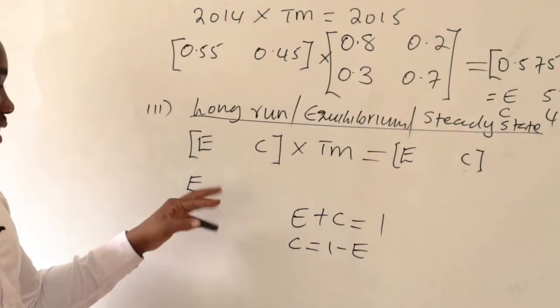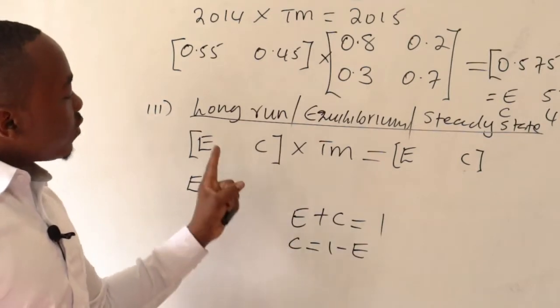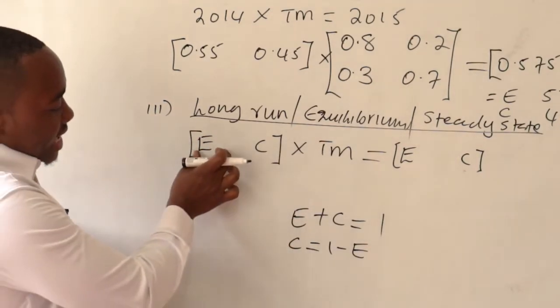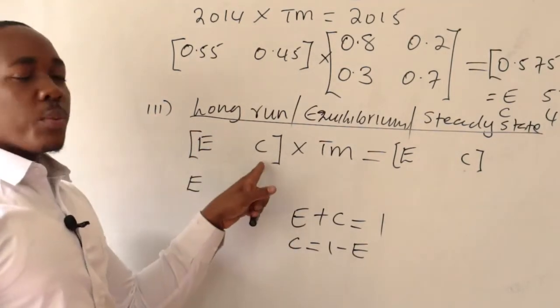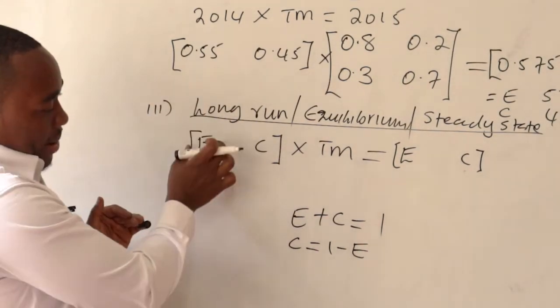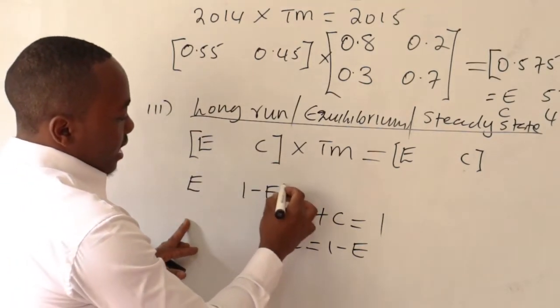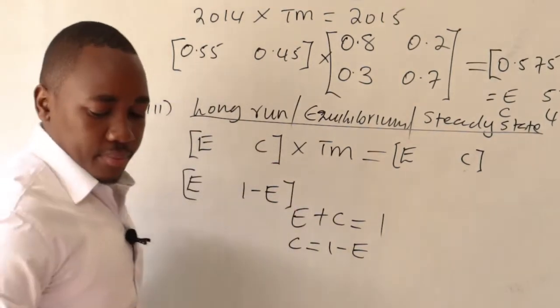So in this case, for the first element, you maintain it, but for the second one, you change it. Assuming E is 0.8, that means C will be 0.2. So that's why you're doing that. You're just taking 1 minus this. So our C will be 1 minus E.